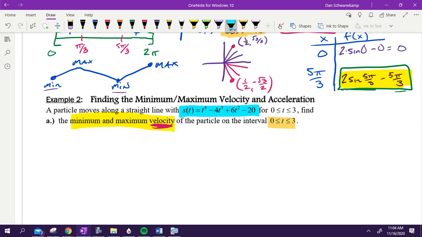The second derivative. You've got to do the second derivative because I have to find the derivative of velocity to find the maximum and minimum of velocity, and they only gave me position. Start doing that with your neighbor.